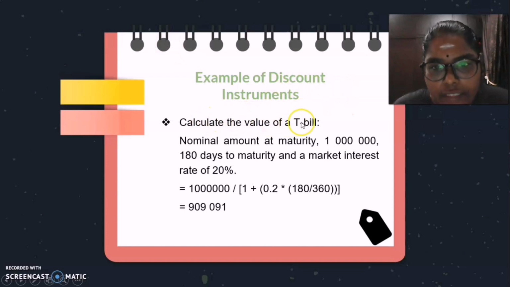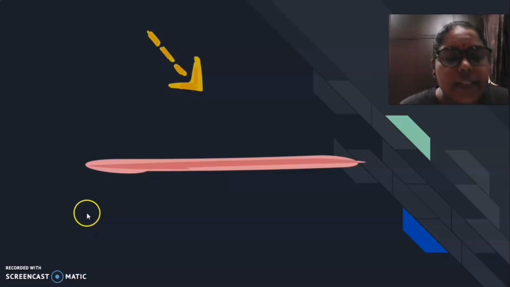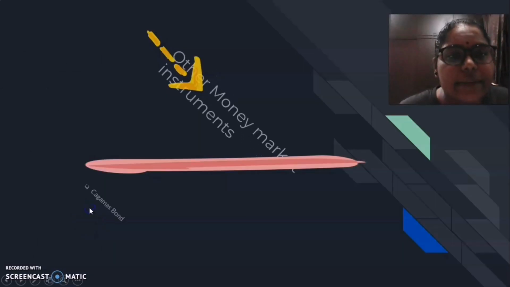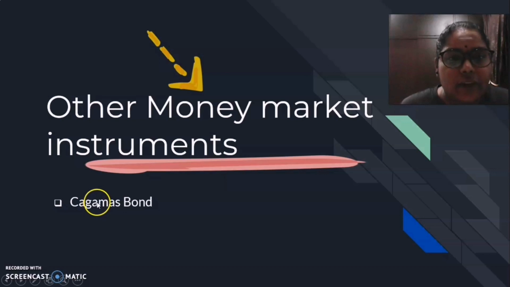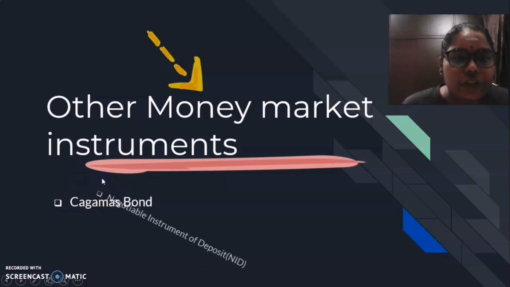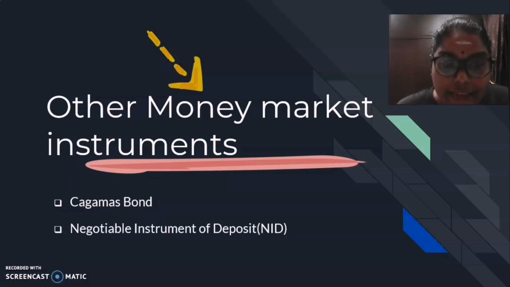Here is an example of discount instruments. First, calculate the value of a treasury bill with a nominal amount at maturity of 1 million, 180 days to maturity, and a market interest rate of 20%. If we calculate this discount instrument, we get $909,991.